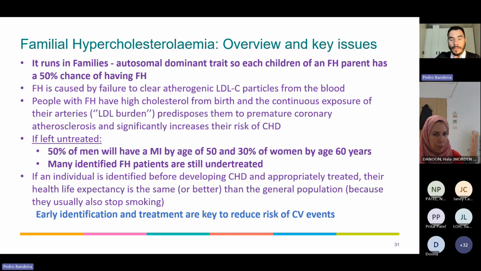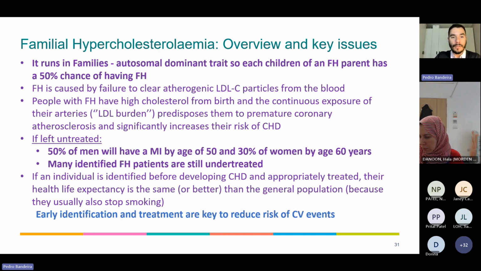So now I just wanted to go through familial hypercholesterolemia. I'm not sure how aware you are of familial hypercholesterolemia, but I was just going to summarize the main things about it. Familial hypercholesterolemia is a genetic disorder affecting 1 in 250 people in the UK, and is an autosomal dominant trait, which means that people with FH can pass it on to their generations.